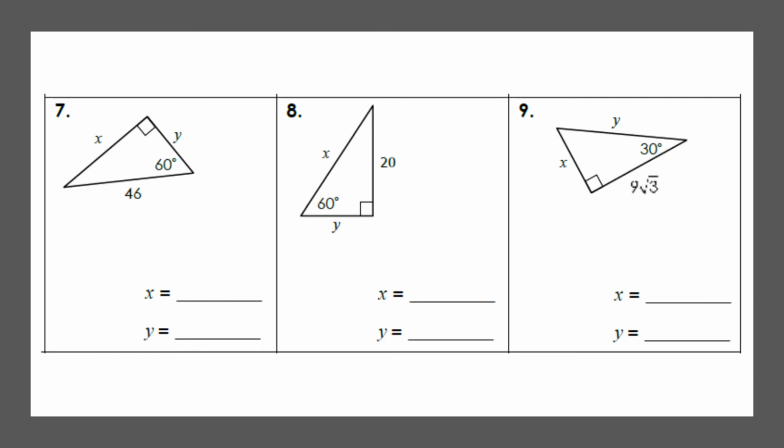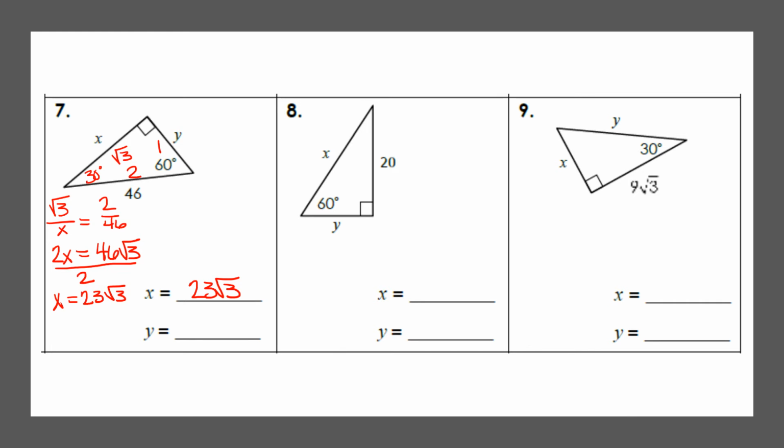Number 7. Here's my 30-degree angle. So across from it is 1. On the hypotenuse is 2. The long leg is square root of 3. So if I want to find the long leg here, I'm going to use square root of 3 over x equals 2 over 46. Cross multiply, I've got 2x equals 46 radical 3. Divide everything by 2. I've got that x is 23 radical 3.